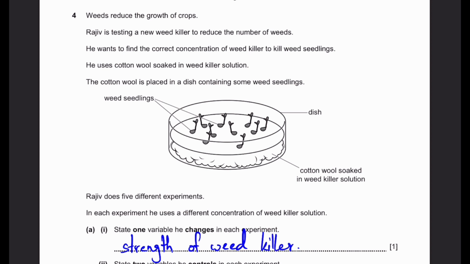A. One variable he changes in each experiment. So that will be the strength or the concentration of the weed killer.